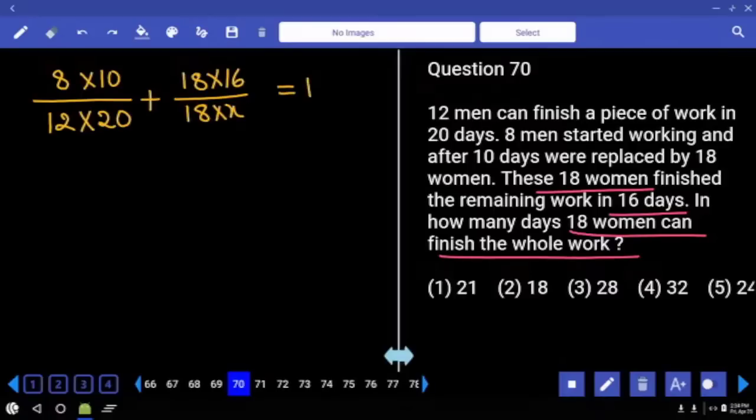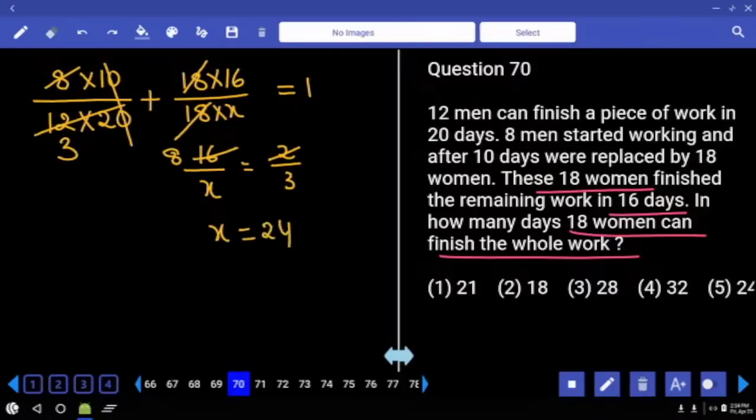Then this will be equal to total work 1. 0, 0 cancel. Denominator 24. 8 how many times is 24? So what is this fractional value? 1 by 3 goes to the right hand side, becomes 1 minus 1 by 3. That is, how much? 2 by 3. 18, 18 gets cancelled. So on the left hand side we have 16 by X. On the right hand side we will have 2 by 3. 2, 8 times X is equal to 24.